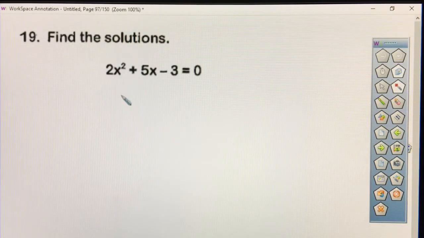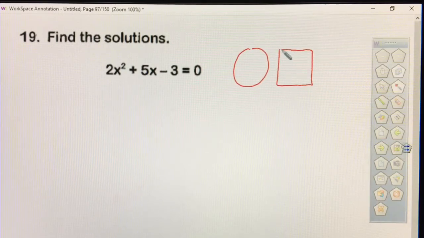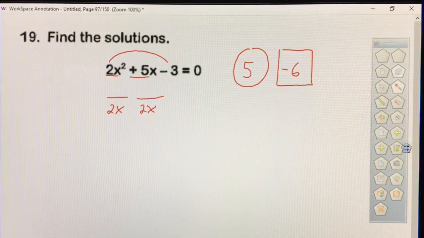Find the solutions. This here's a solved problem. It's got a leading coefficient. I'm going to use my circle, my box, my division bar. This 2x, I'm going to put underneath twice. The b term goes in the circle, and then the rainbow, -6, I multiply them, goes in the box.